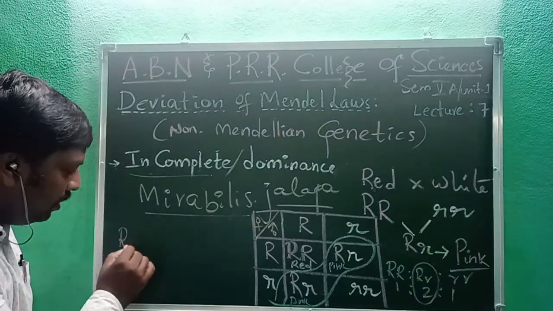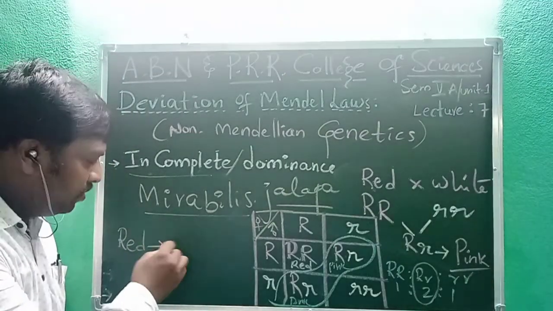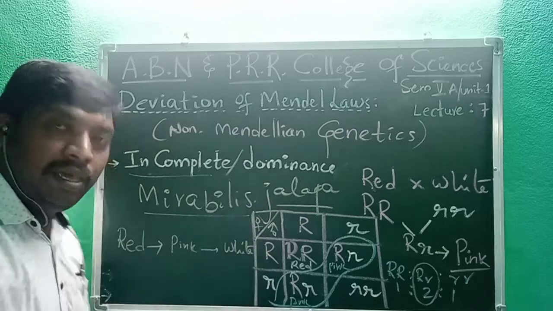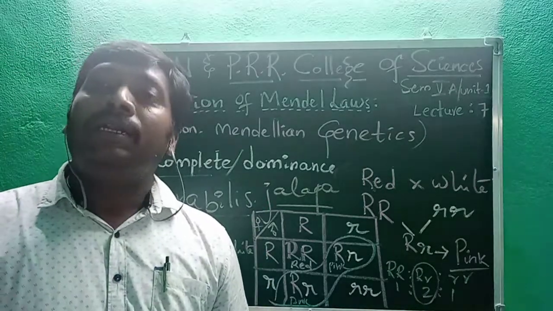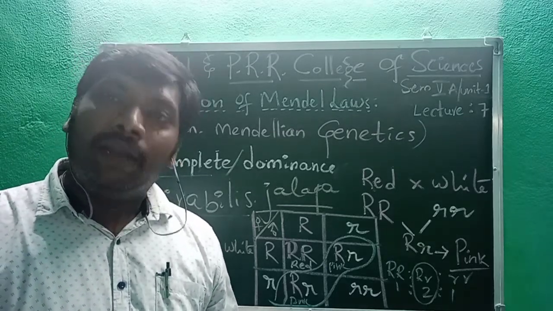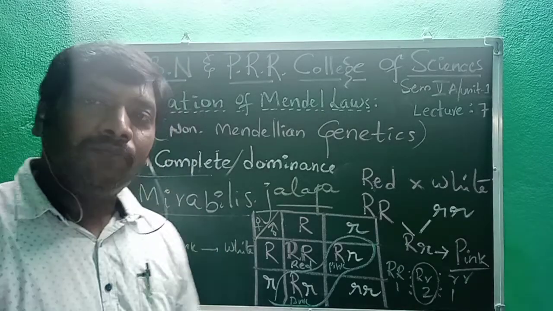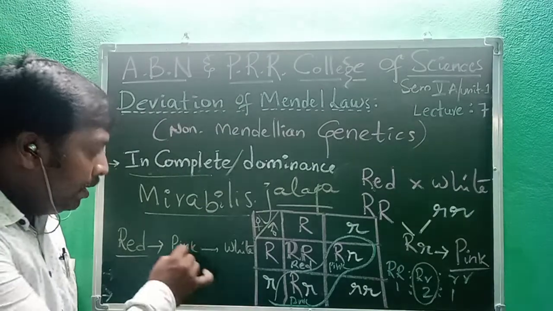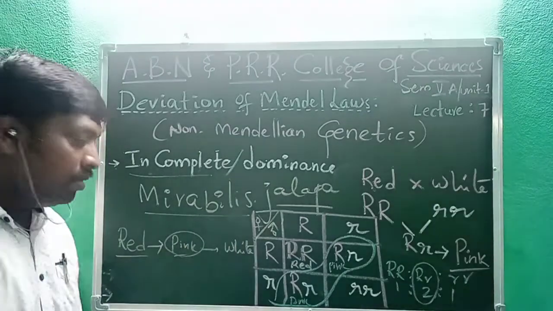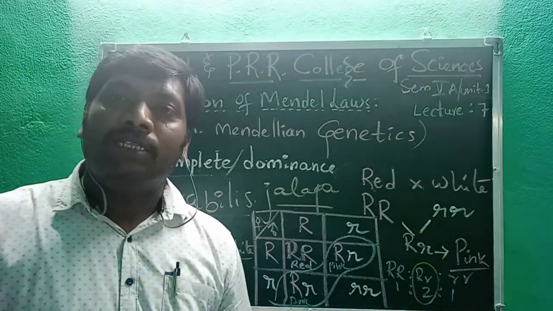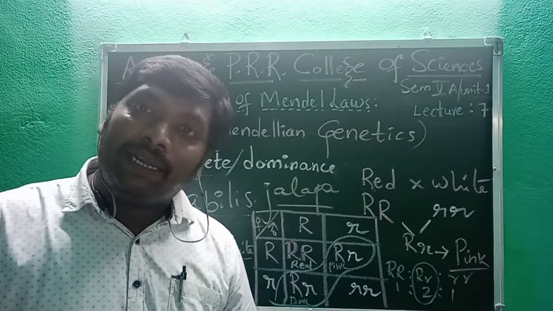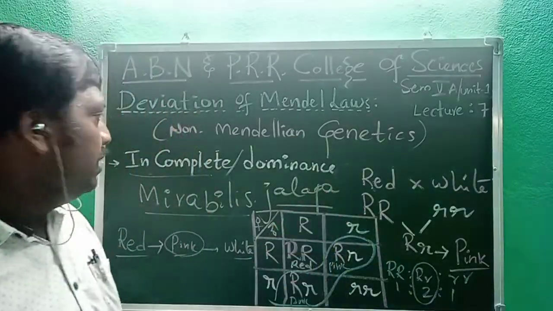In the morning, red flower. In the afternoon, pink color. At 4 o'clock, it produces white color. So here the plant is one, but the flower color may change according to the time. In the morning it appears red, in the middle of the afternoon it produces pink, whereas in the evening, that means 4 o'clock, it produces white in color. A single plant exhibits three colors. So this is called incomplete dominance.